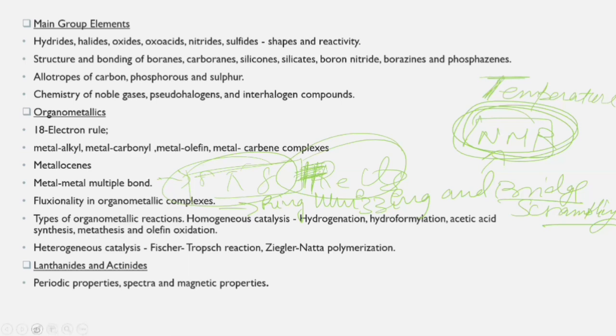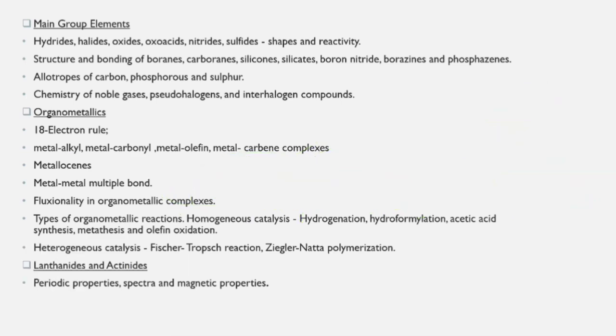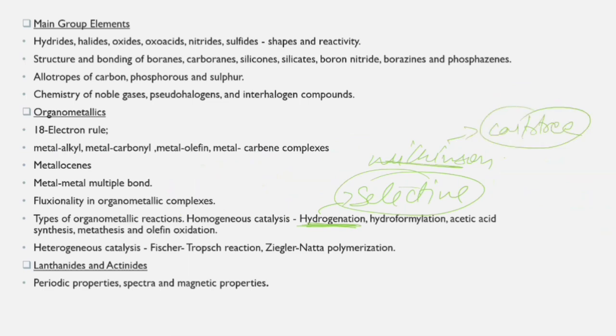Further, if we discuss, we have types of reactions like hydrogenation, Wilkinson catalyst, which is selective. So you also have many different catalysts of hydrogenation. The most important is Wilkinson. You can also study Crabtree catalyst, with which we increase the reactivity and decrease the selectivity of reactions.